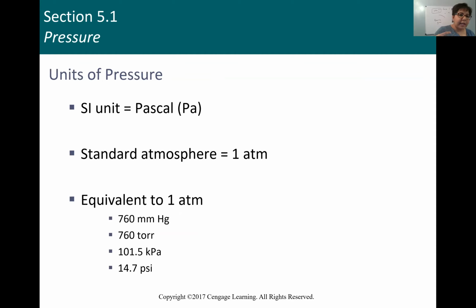The one that we actually have a tendency to use are equivalents to standard atmosphere.